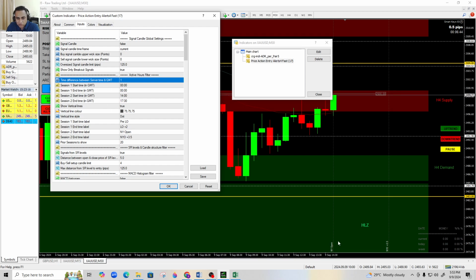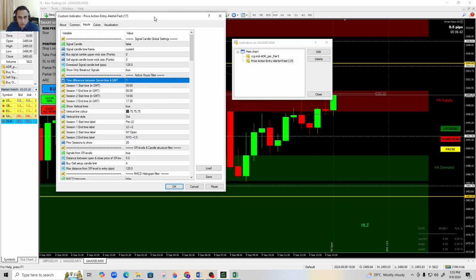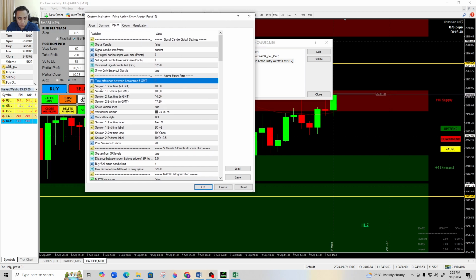I trade just the New York session. I trade just 3 hours of the day, right? So my first session is at 00 because I don't want to see any more vertical lines. And then my session 2 start time is 1400 hours. Now that is because of the time difference between the IC Markets server and GMT, which is about an hour. So I've set it to 14. Otherwise in GMT, I think New York opens at 1500.